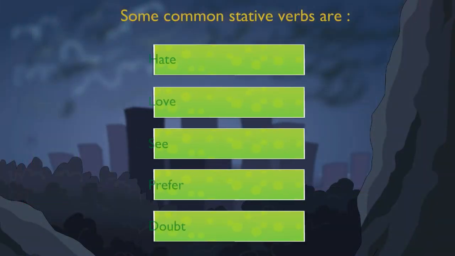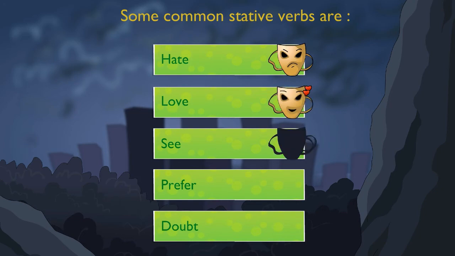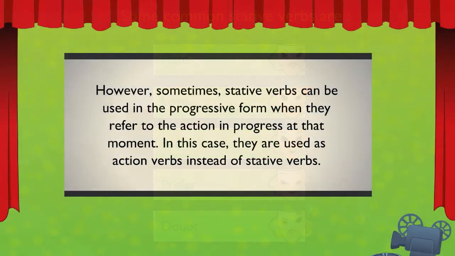Some common stative verbs are hate, love, see, prefer, doubt. However, sometimes stative verbs can be used in progressive form when they refer to the action in progress at that moment. In this case, they are used as action verbs instead of stative verbs.